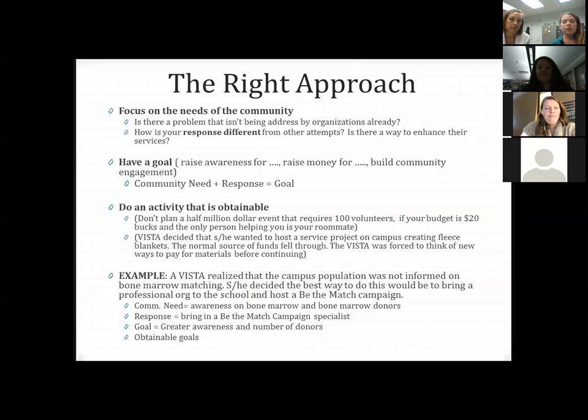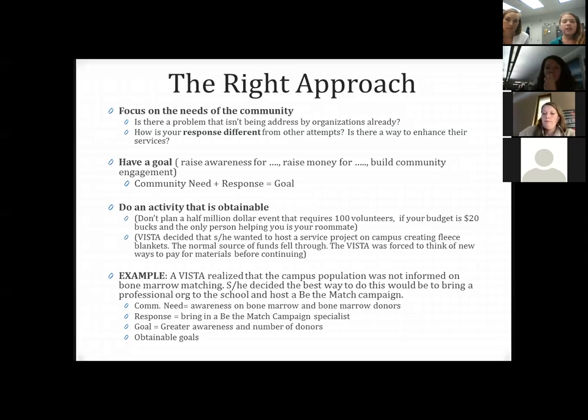So when it comes time to the right approach, you first need to focus on the needs of the community. Can everyone hear me okay? First off, I just want to make sure. Yep. Sorry, I should have checked that beforehand. Ask questions about, is there a problem that needs to be addressed within your community, whether it's on your campus or within your city? Is it already being addressed by other organizations? Is there ways that you can do it differently or just enhance what's already being done? This should help you to reach a goal for your project or event.